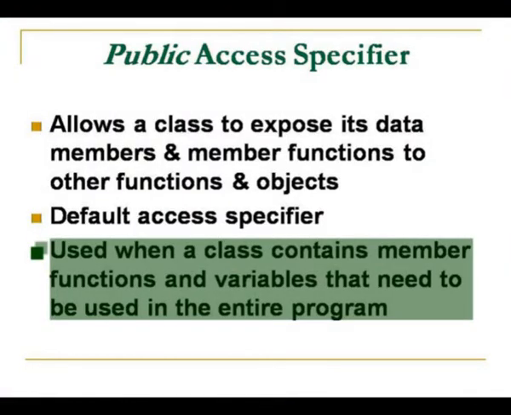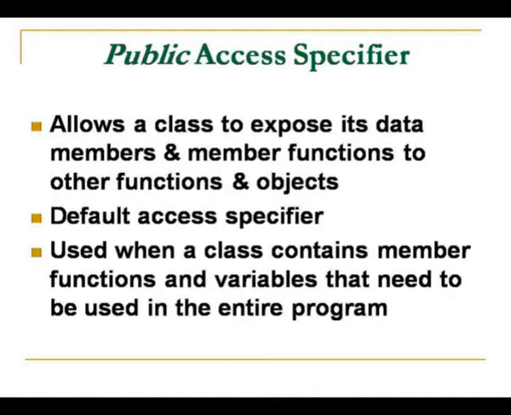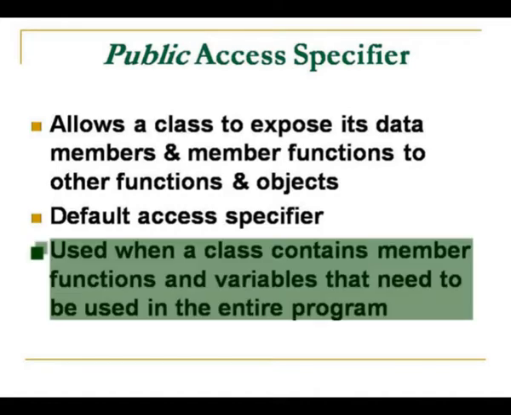This is used when a class contains member functions and variables that need to be used in the entire program. So, mostly we use the public access specifier when all the data of that class needs to be accessed by all the other functions in all the other classes in that particular program. That is, there should not be any hiding. All the characteristics have to be made available to all the functions. Only in such situations we use this public access specifier.